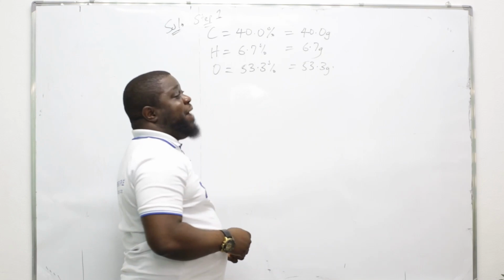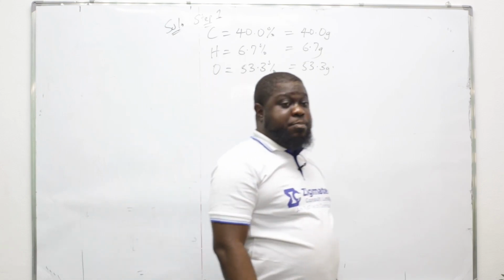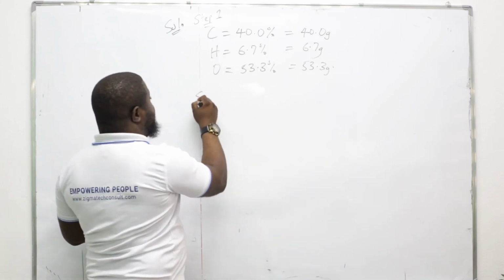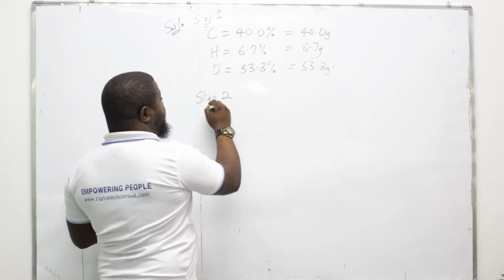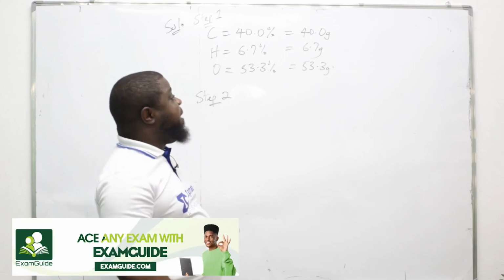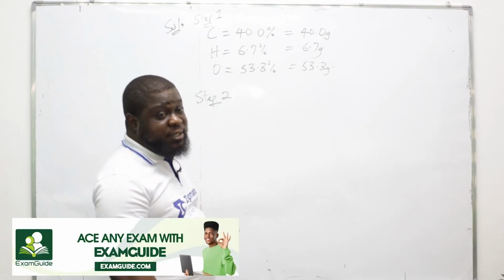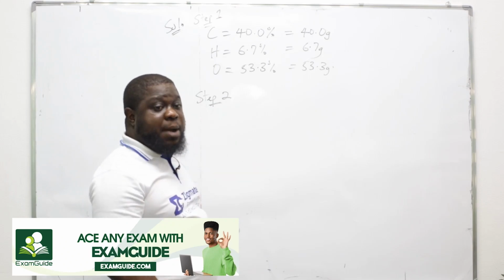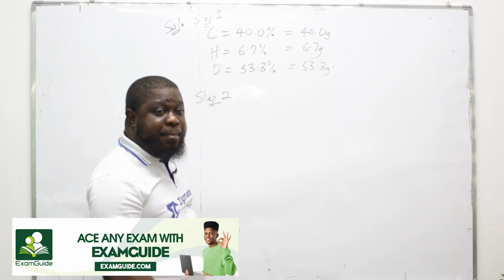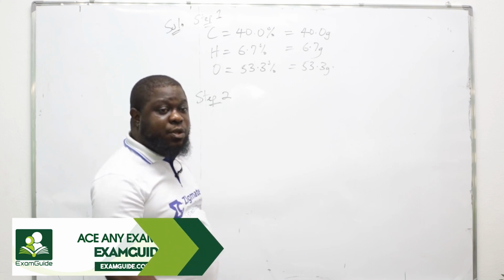The second step says divide all by their molar masses. Divide all the elements by their molar masses, remember, using the empirical formula rule. And they gave us their molar masses: oxygen as 16, carbon as 12, and hydrogen as 1.